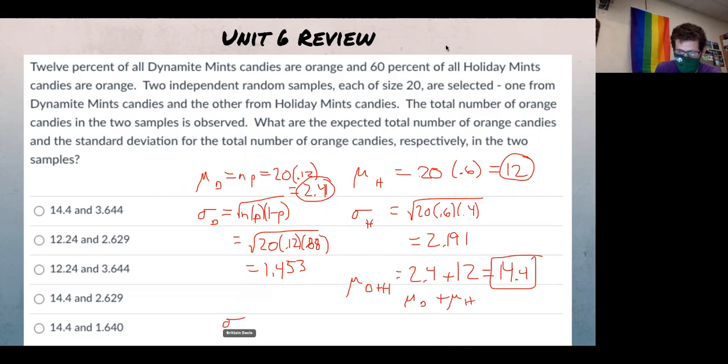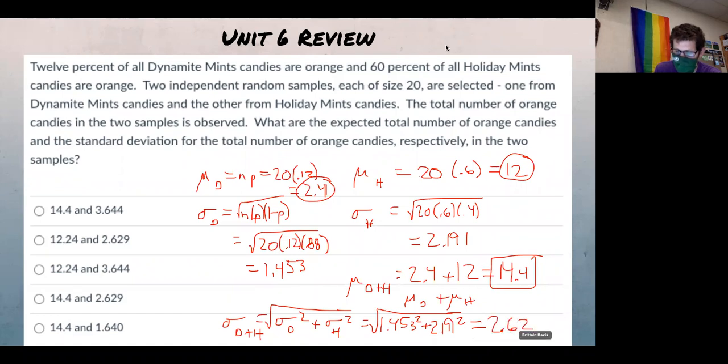But for the standard deviation, as we mentioned a second ago, dynamite plus holiday mints would be the combined variance. So that's going to be the square root of the standard deviation of dynamite squared plus the standard deviation of holiday mints squared. So in this case, it'd be the square root of 1.453 squared plus 2.191 squared, which gives us 2.629. And your answer is D.